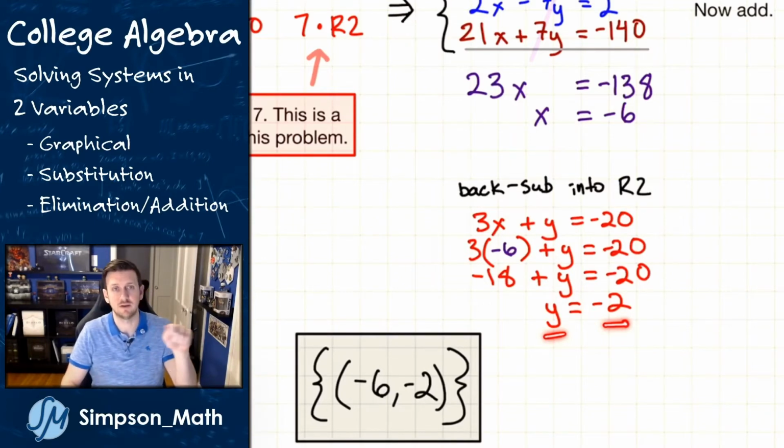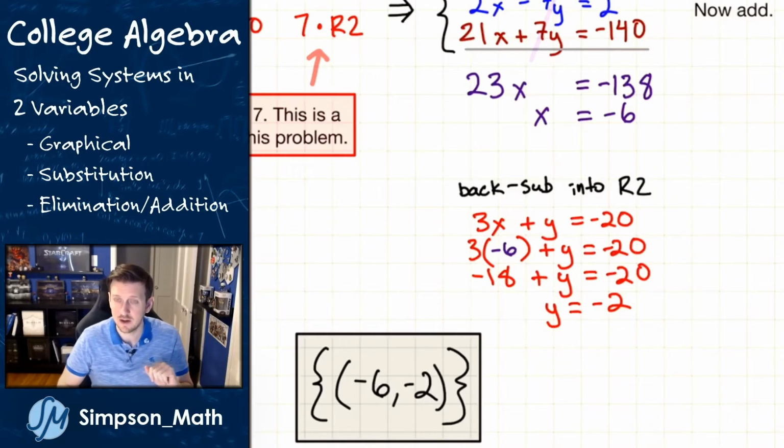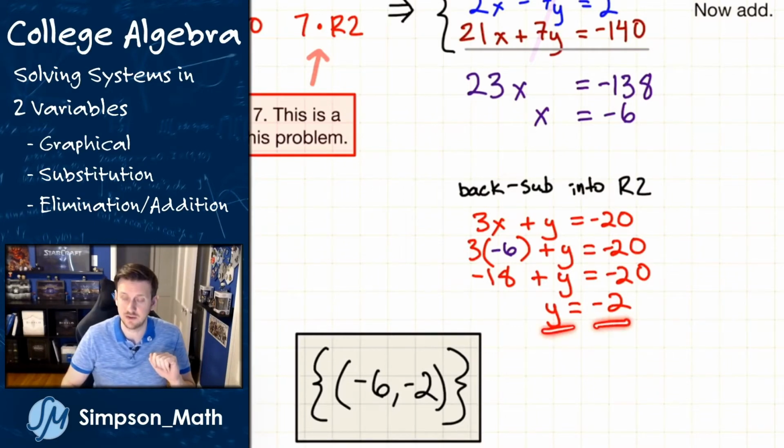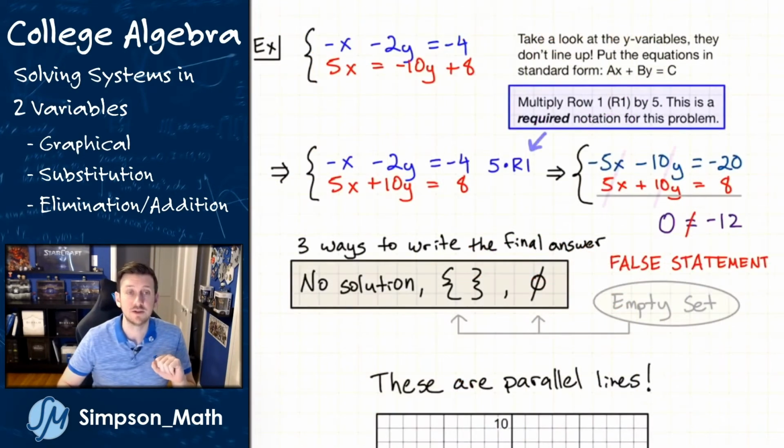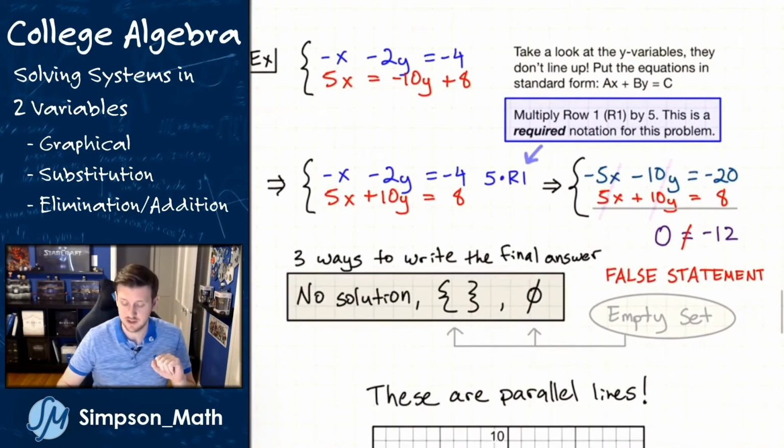Notice I've stopped writing the green notes underneath. If you want to, keep going with the notes, but I've kind of stopped for right now. So we end up with y equals negative 2. So put those together. X is negative 6, y is negative 2, and that's our ordered pair inside of our solution set. All right, let's do this one together. Spoiler alert, it's one of those situations where we end up with a false or true statement.